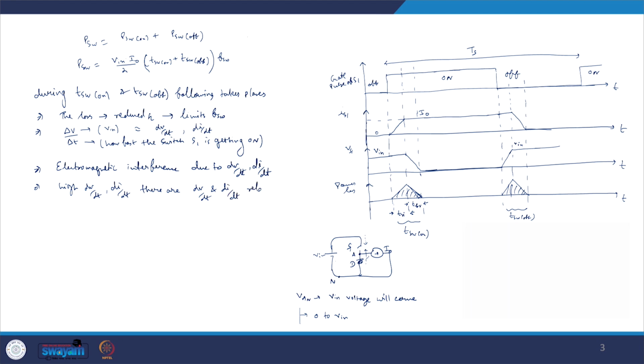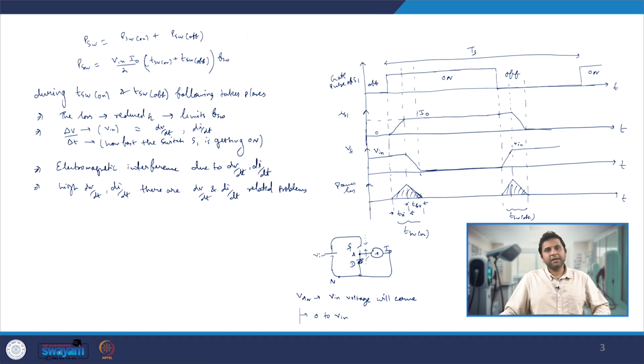Those problems are like false turn-ons which take place because of high dV/dt, and because of high dI/dt you have sudden oscillations appearing in the gate to source voltages, and that may damage your devices. You may take your devices to operate in a certain unsafe region of operation. So these are the problems which we see whenever we have the T switch on and T switch off period.